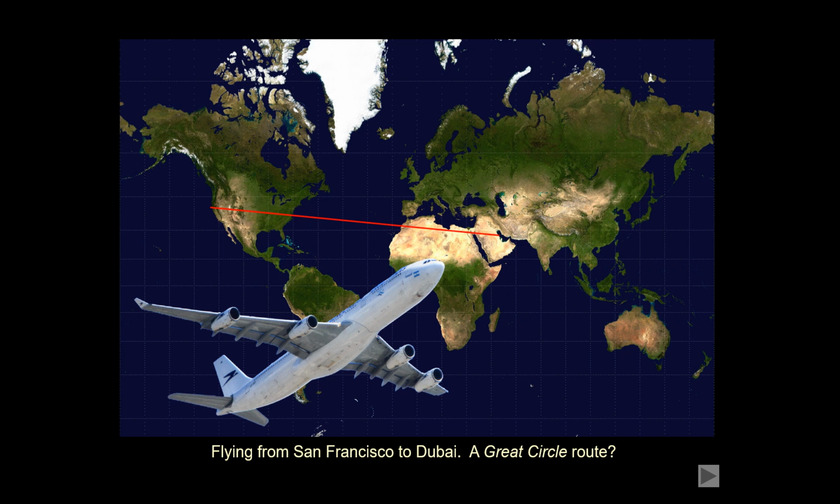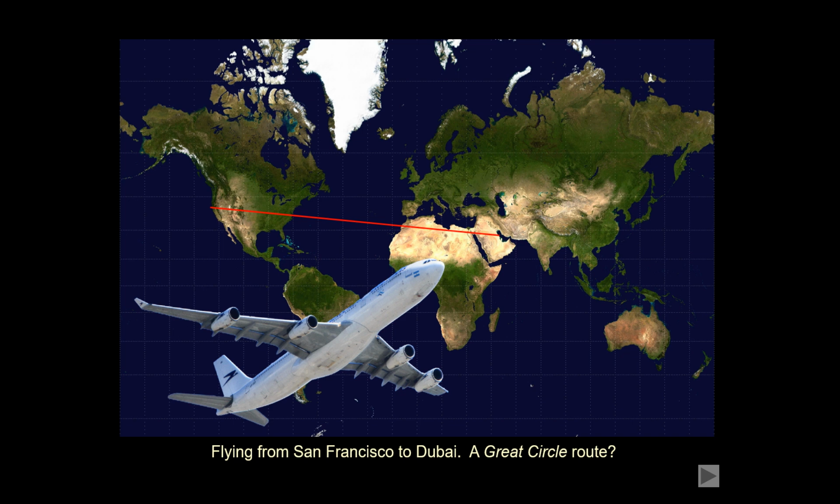So let's just say that you were planning a pretty ambitious flight. You're going to fly from San Francisco in California, over here, all the way to Dubai in the Middle East, part of the United Arab Emirates. Maybe it's your first trip to Dubai. You're all excited. You're going to fly in a big jet, and it's going to be a direct flight.